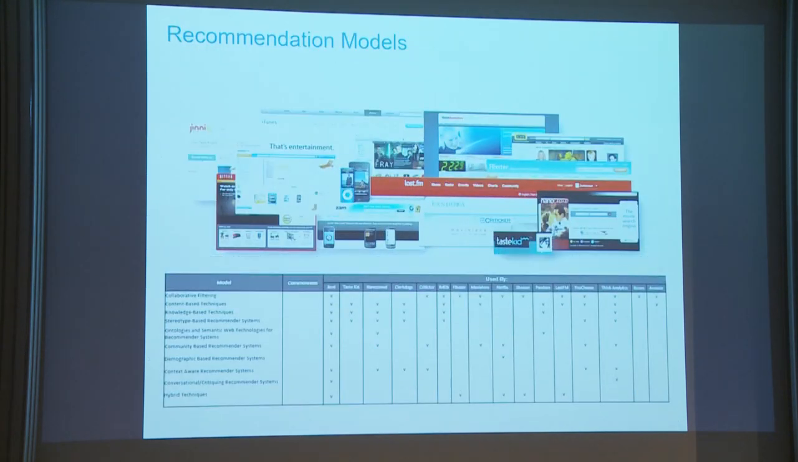So there are a lot of recommendation models that can be used. I will mainly talk about collaborative filtering, which is actually a bipartite graph that we are trying to solve. But other models exist as well, like content-based models, knowledge-based techniques, community-based techniques, context-aware recommender systems, and some companies are actually doing a hybrid solution that combines several different approaches for recommendation. But probably the most common one is collaborative filtering.